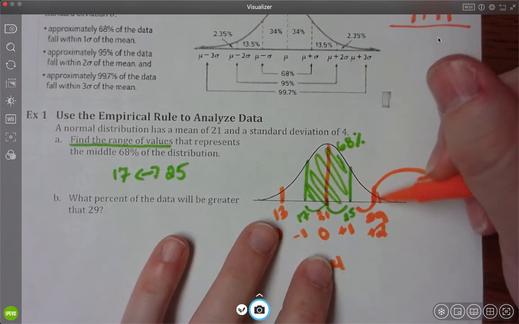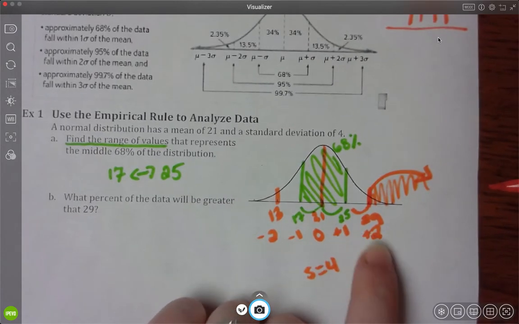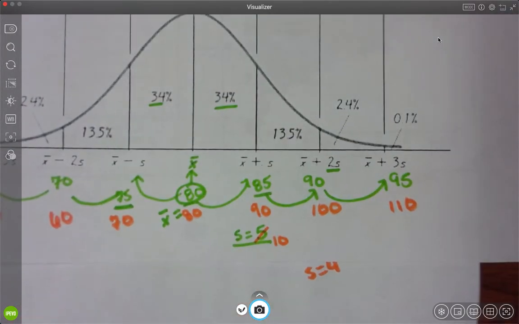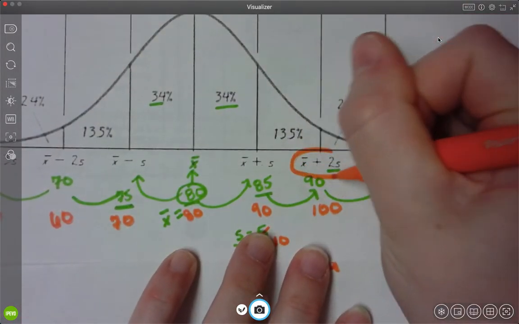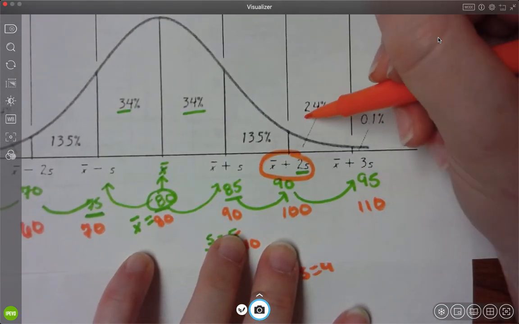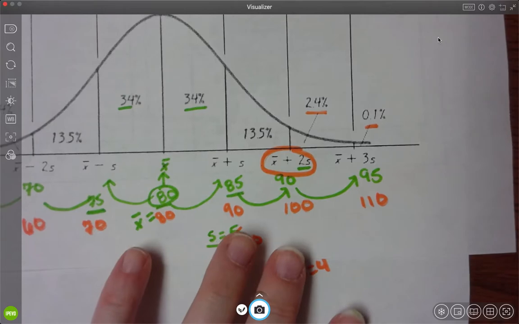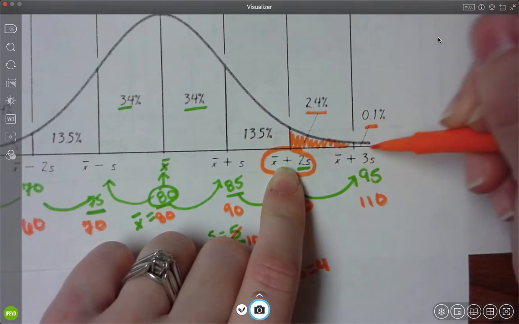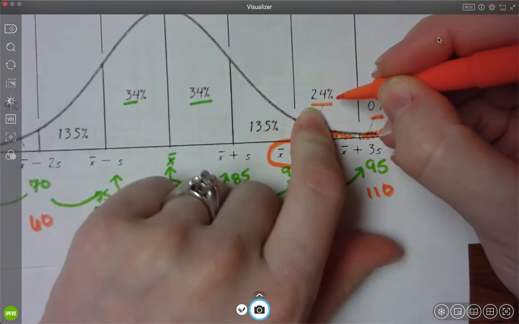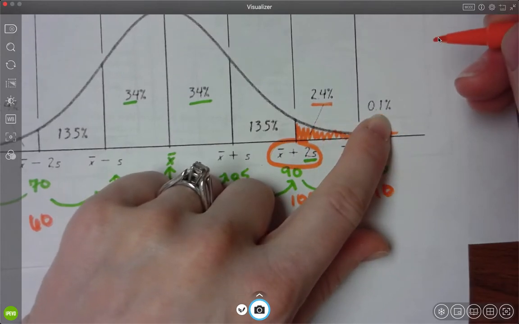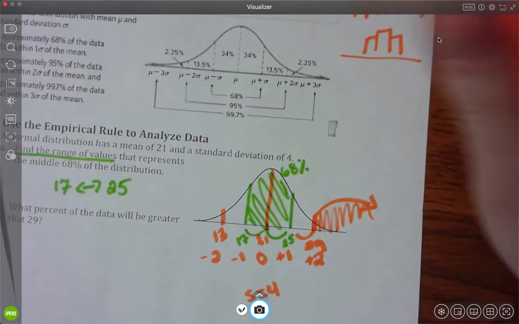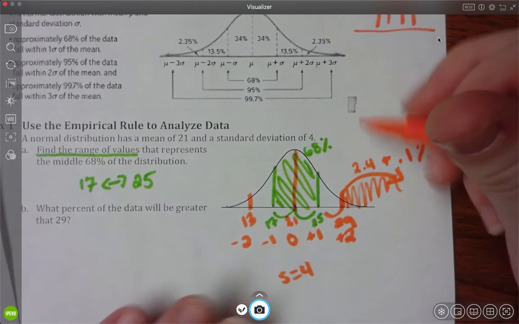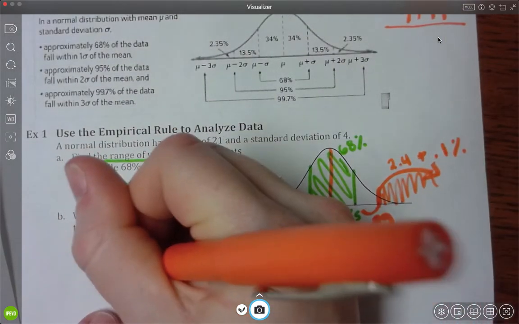So they want to know what percentage is above 29. Well, 29 is at the positive 2. If I go to this curve, or you can use the one on that other sheet, the +2 would be at this spot right here, and these numbers tell me nicely what those percentages are. Anything above +2 would be this one and this one, which is 2.4% and 0.1%. If I put those two together, that is 2.5%.